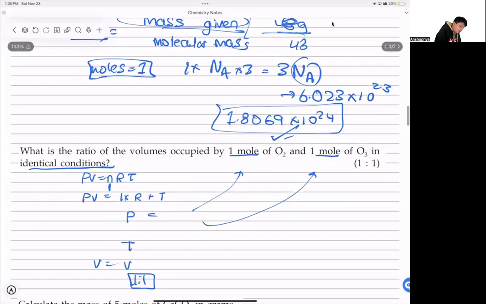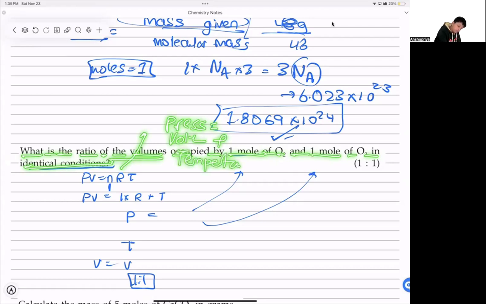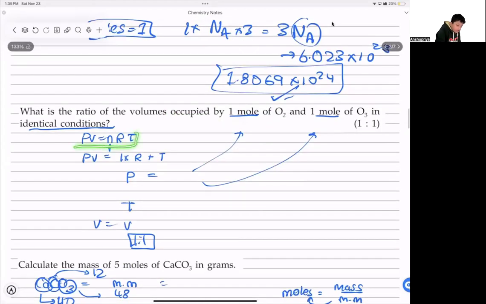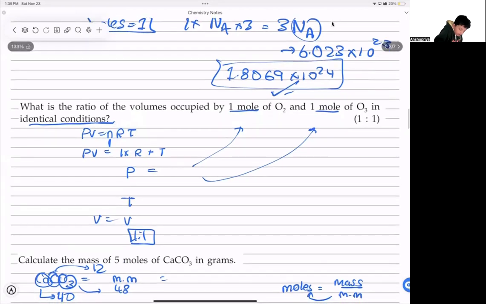Now, second question. What is the ratio of the volumes occupied by 1 mole of O2 and 1 mole of O3 in identical conditions? Pressure is the same, and volume we don't know, we have to find that, and temperature is the same. So using the gas law, PV is equal to nRT. So we will see that P is equal, right? T is equal. So n is 1, equal, and R is a constant. So volume is equal to volume. So it will be 1:1.